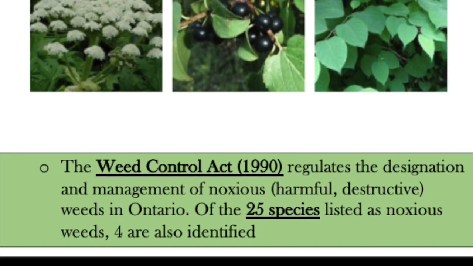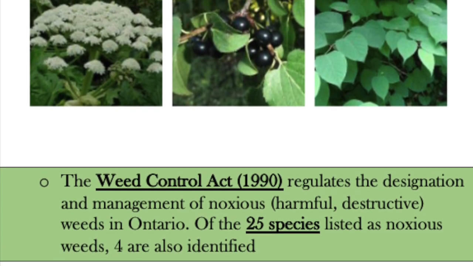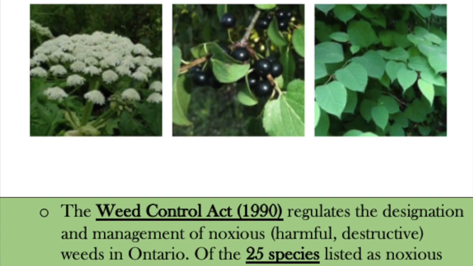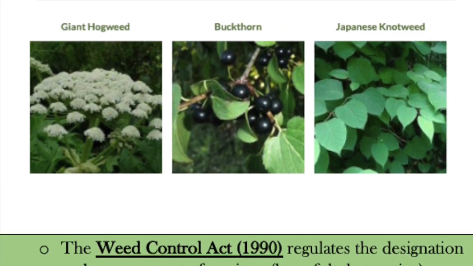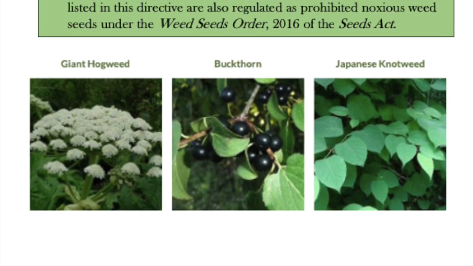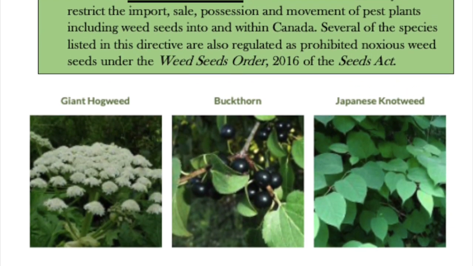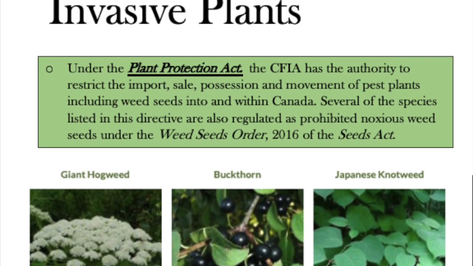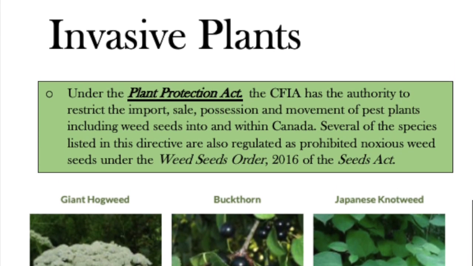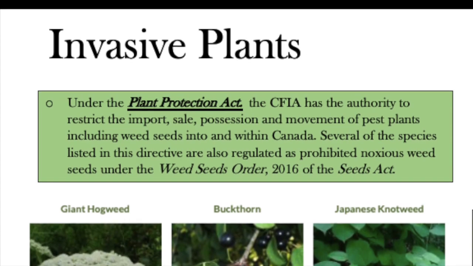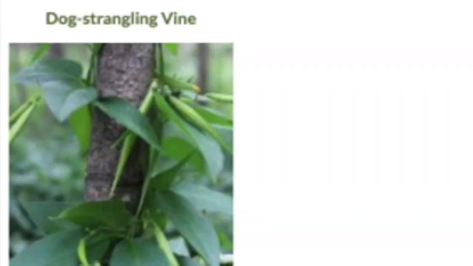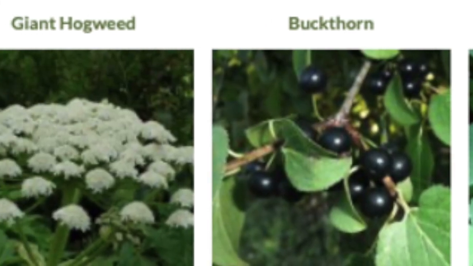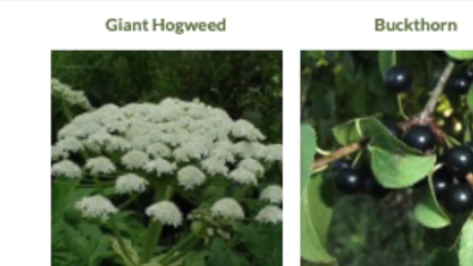The Weed Control Act and the Plant Protection Act limit and restrict the type of seeds and plants that can be bought and grown within Canada. The Weed Control Act has a list of 25 weeds that are deemed noxious to the environment. And of these 25 weeds, 4 of them are also invasive species. These 4 being the dog strangling vine, European buckthorn, the giant hogweed, and the wild parsnip.